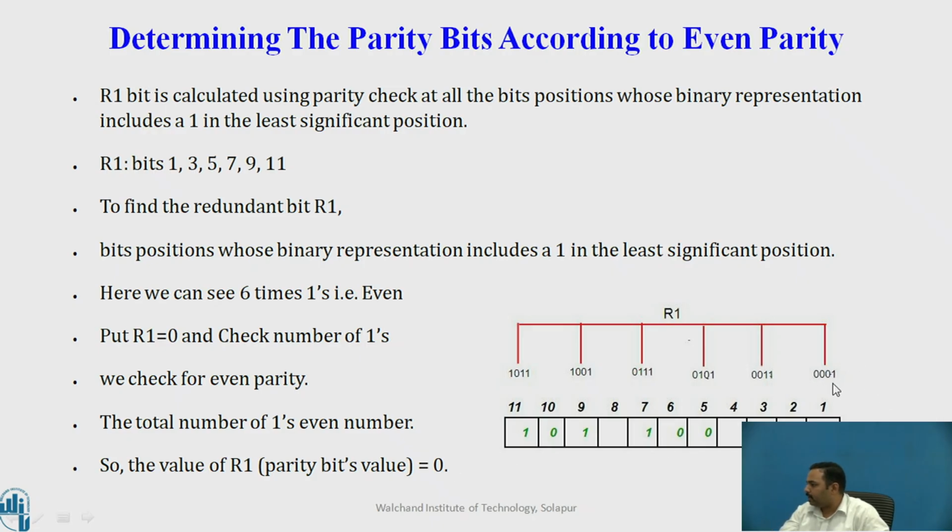First we have to check the least position of 1, and after putting the least position even, so R1 is equal to 0. Now we have to calculate from this MSB total data number, 7-bit data number. We have to check the number of ones: 1, 2, 3, 4. It is 4 times, which is nothing but an even number. So the value of R1 parity bit value is 0.